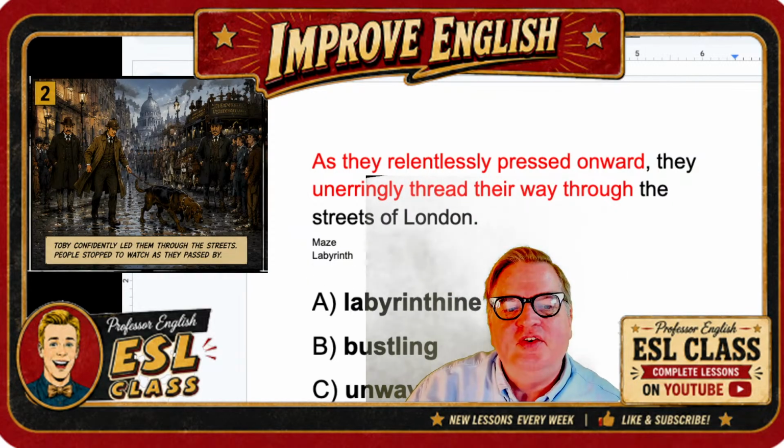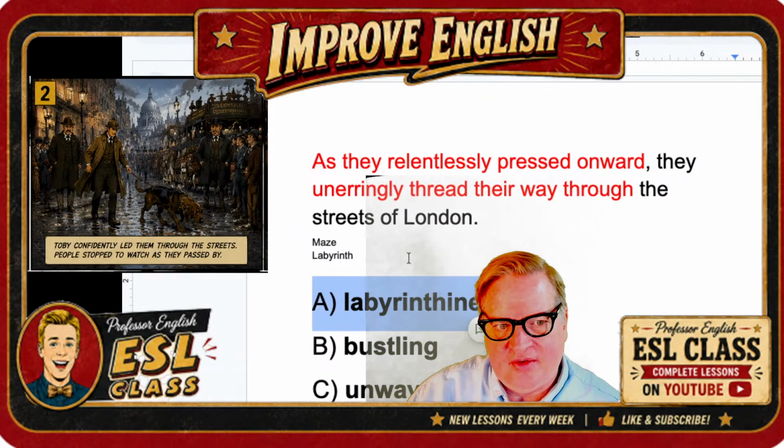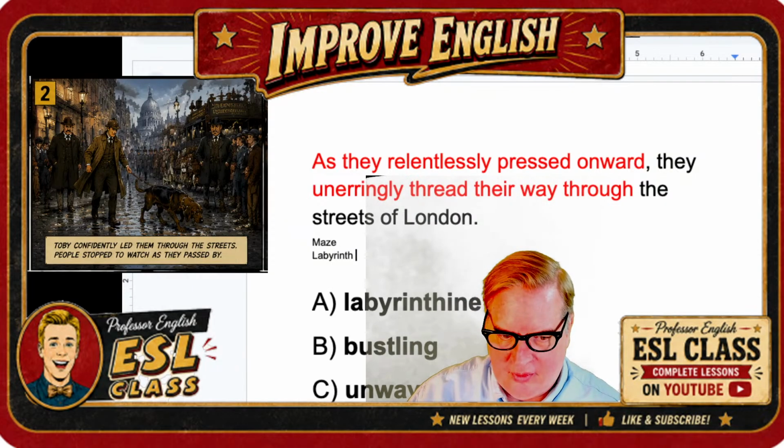So labyrinthine would be an adjective that means like a labyrinth. Where could you put that inside of the sentence?